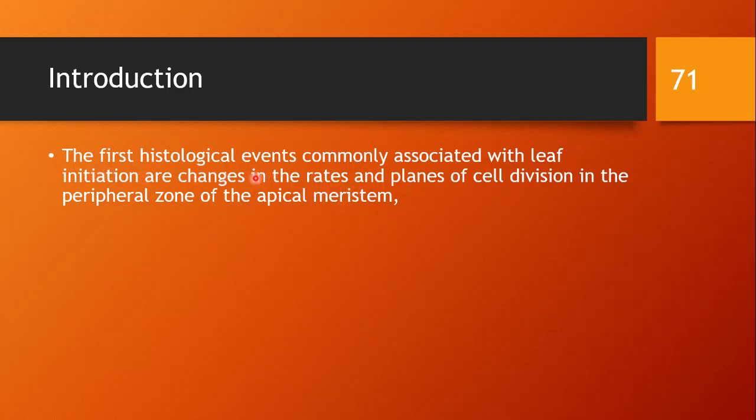So the first histological event which is commonly associated with leaf initiation is changes in the rates and planes of cell division in the peripheral zone of the apical meristem. So remember, the first histological event associated with leaf initiation is the changes in the rates and planes of cell division in the peripheral zone of the apical meristem.